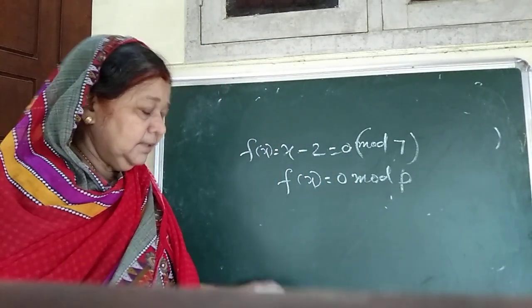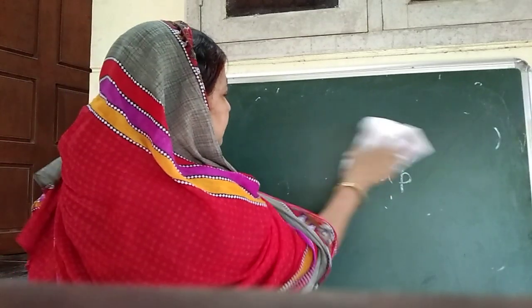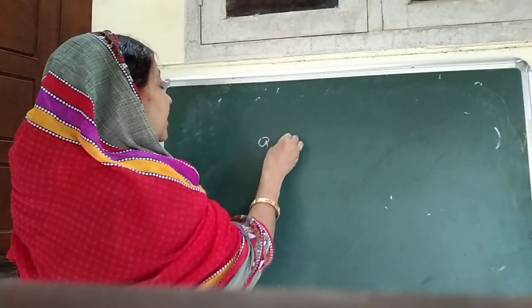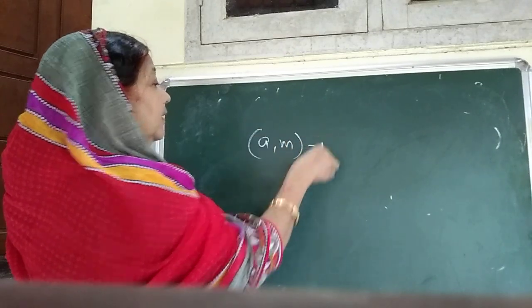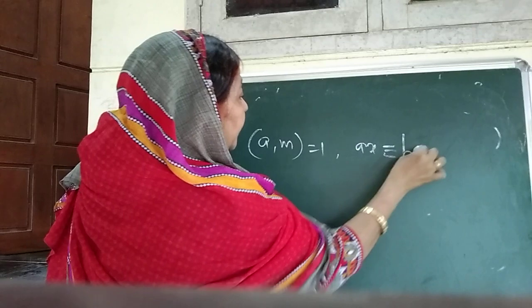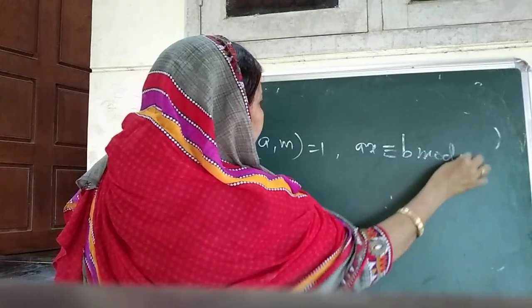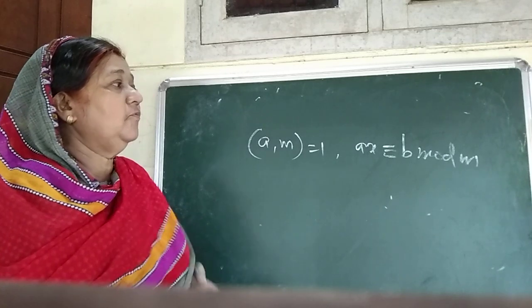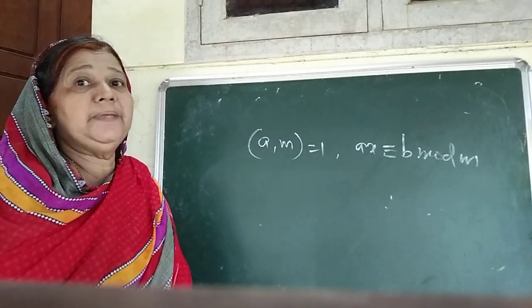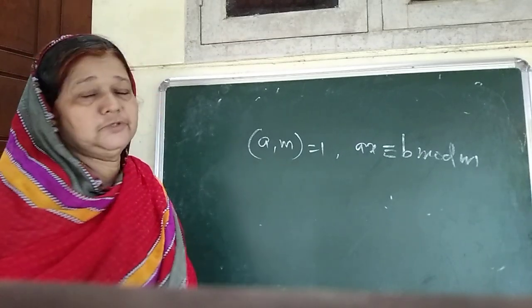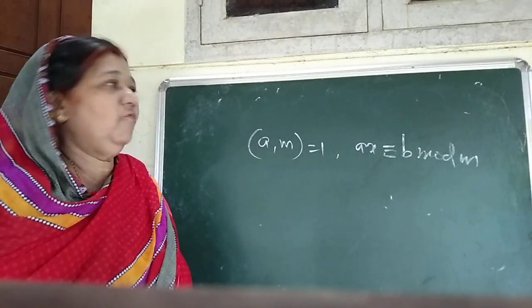Then we look at how this solution exists. Consider the gcd of a and m equal to 1, and then ax is congruent to b mod m. The theorem states that if the gcd of a and m equals 1, then ax congruent to b mod m has a unique solution. If the gcd of a and m equals 1, you can see.